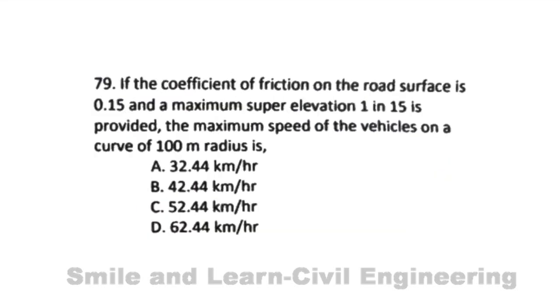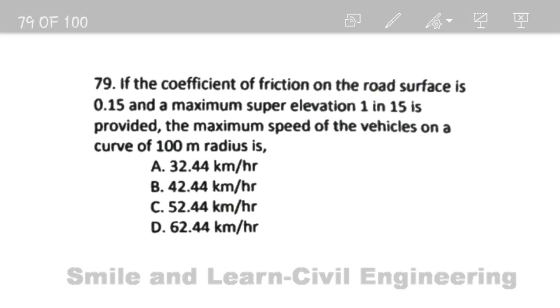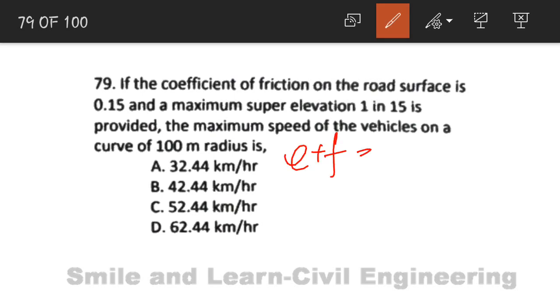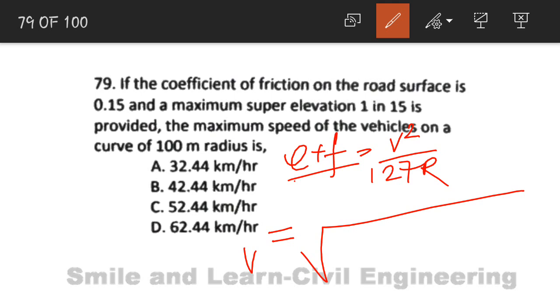Next question, coefficient of friction on road surface is 0.15, maximum super elevation is 1 in 15, maximum speed of vehicles on a curve of 100 meter radius. So let's calculate, it is E plus F equal to V square by 127 R. If we put all the values, then we will get the V. So V is equal to root under of E plus F. So we put the value of E as 1 by 15 plus 0.15, and R value you put as 100. So you will get 52.44.